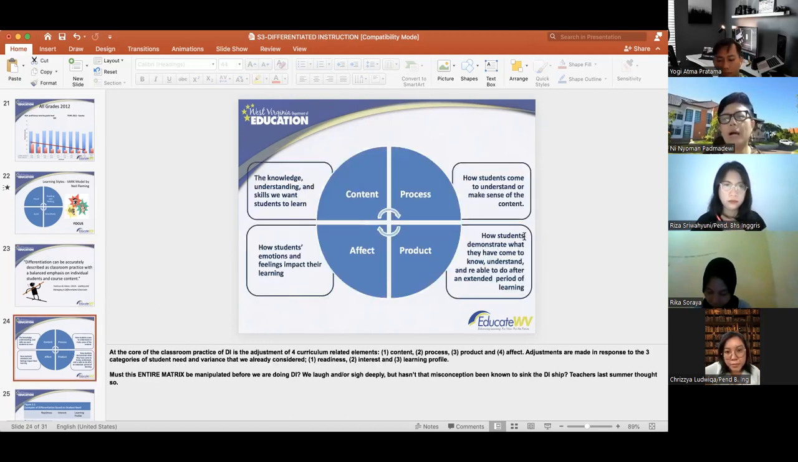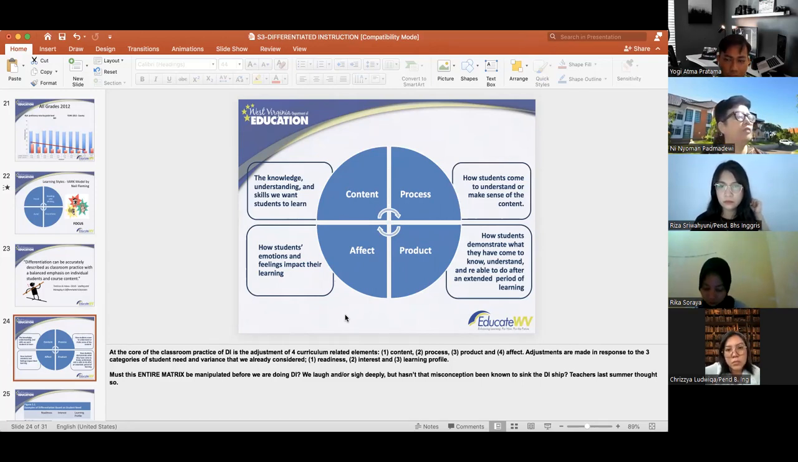Now, this is how you are able to differentiate your students. I think previously one of you already mentioned this. Who mentioned this before? So you are able to differentiate your students in terms of the process. After that, you are also able to differentiate in terms of the content. And it will also be differentiated in terms of the product that they make, and it will also have a different effect or impact, right? How student emotion and feeling impact their learning. So this needs to be considered in your classroom.